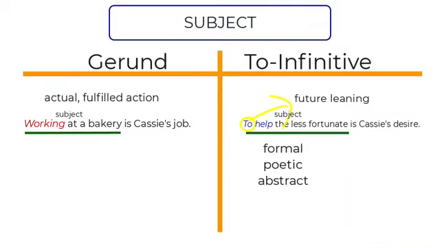One thing to note about the infinitive as a subject, it is more common to start with the introductory it, also called the dummy subject, and place a to-infinitive clause at the end of the sentence. So for example, you would say, it is Cassie's desire to help the less fortunate.